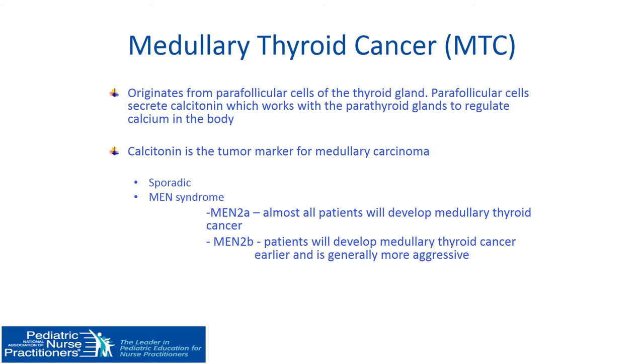This type of cancer originates from the parafollicular cells of the thyroid gland. Parafollicular cells secrete calcitonin, which works with the parathyroid glands to regulate calcium in the body. Calcitonin is the tumor marker for these types of cancers.